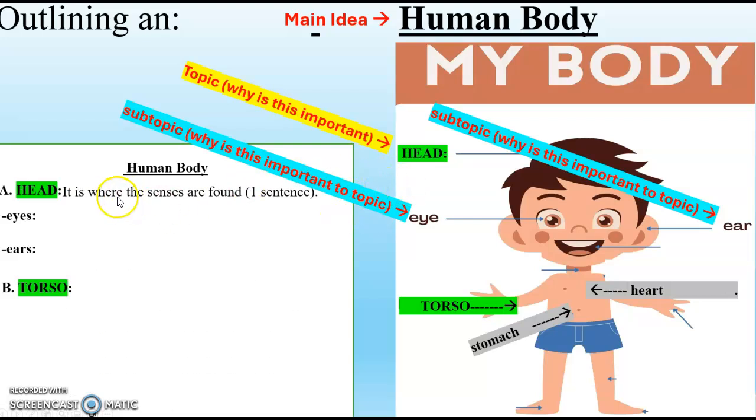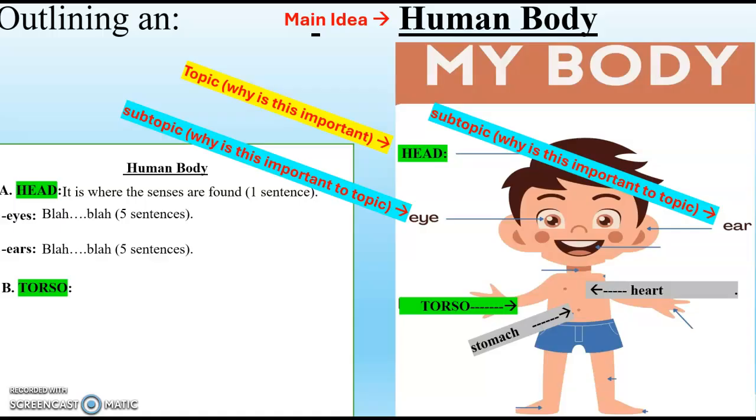All right, so again, the topic is one sentence. This is an example of an outline if we were using the human body. I put down, it is where the senses are found. All right, the eyes, you would have to write 5 sentences on how the eyes play a role in the head. Same thing with the ears.